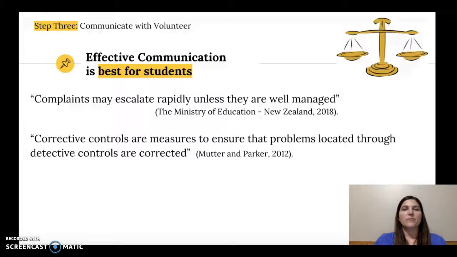The third step would be to communicate with the volunteer. Effective communication is what's best for all students. As an administrator, you're going to have to balance the need for your own comfort with the need of students' rights to these funds. It's important that you handle any concerns rapidly so that the issue doesn't escalate. And it's important that you ensure that there are corrective measures in place so that if things like funds were misused, lost, or stolen, this can be corrected.